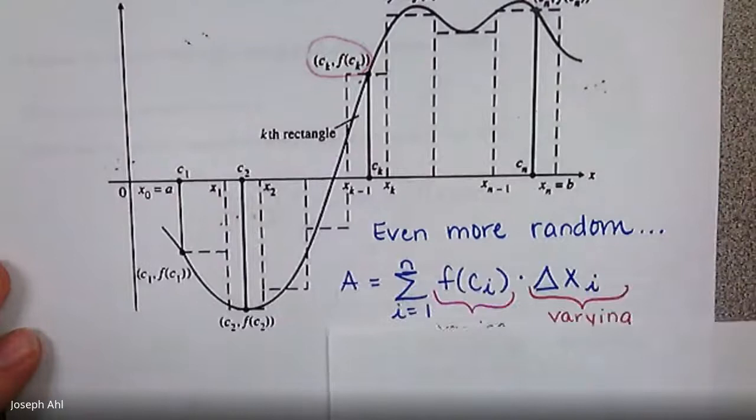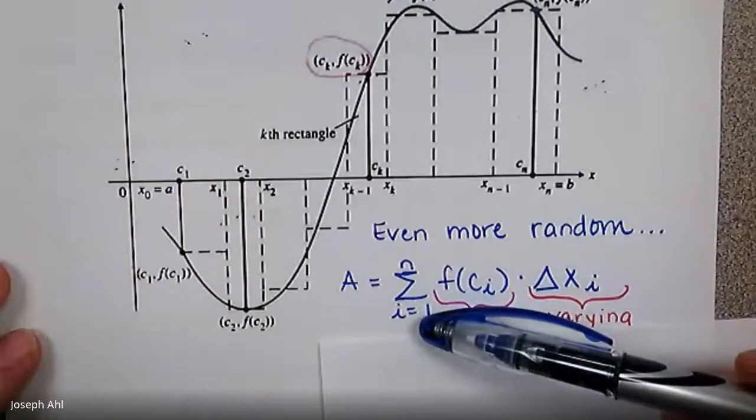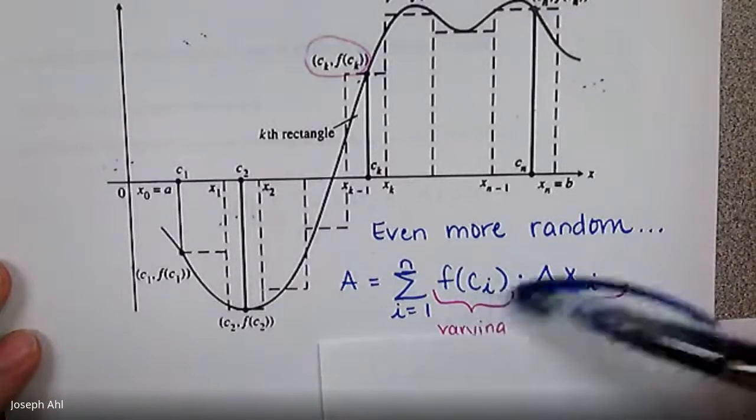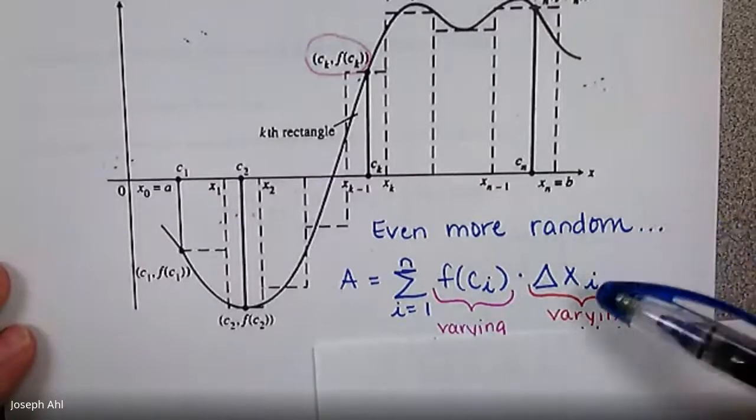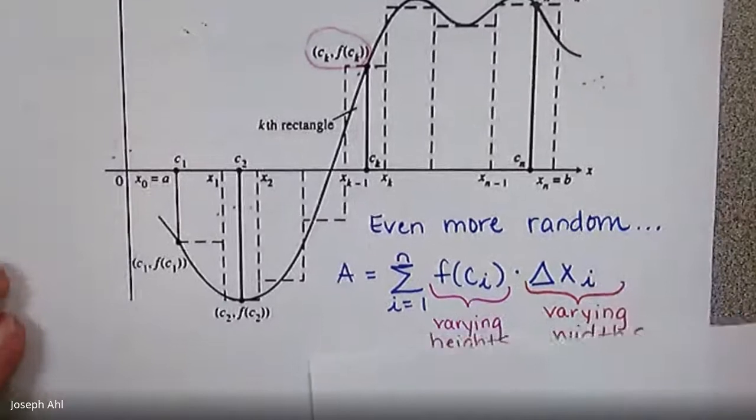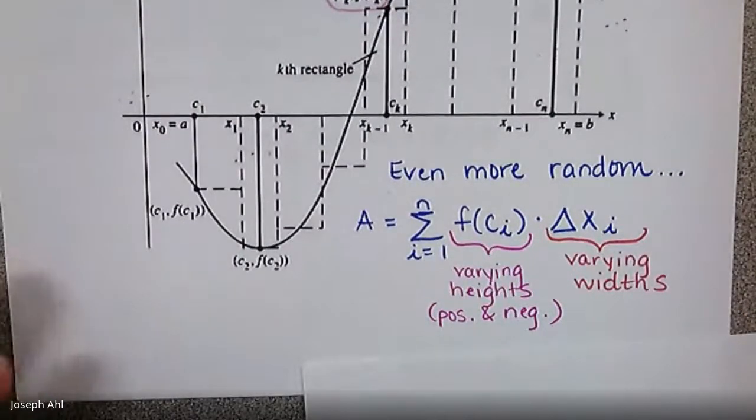So for a final case here, the area would equal, again, the sum of the areas of all these rectangles, from i equals 1 to n, of our varying heights times our varying widths. Now our delta x sub i is what we're going to write here, since the width of the partition might vary. And those varying heights could be positive and they could be negative.